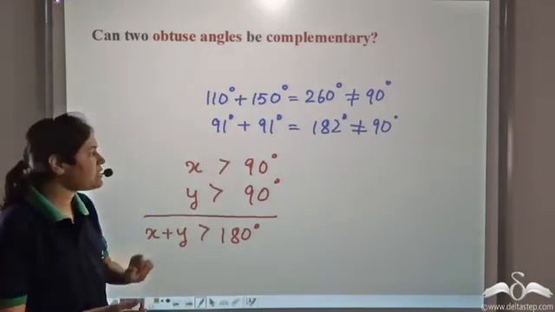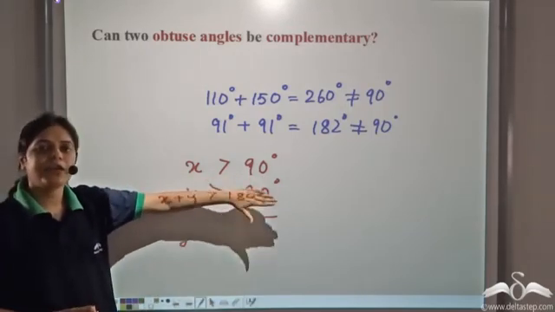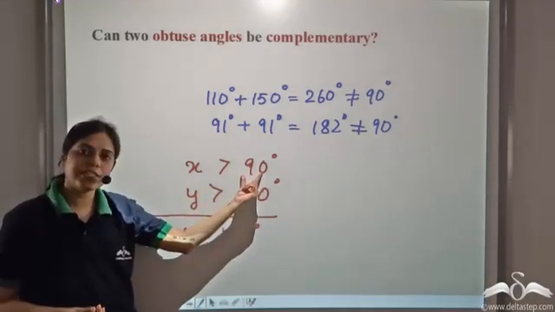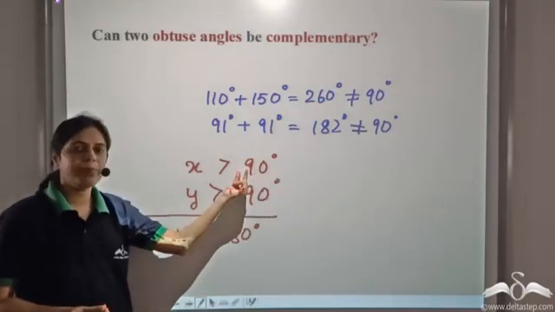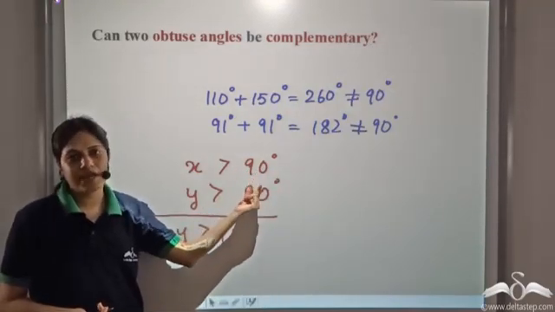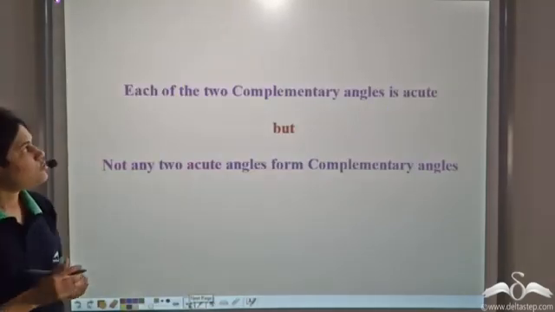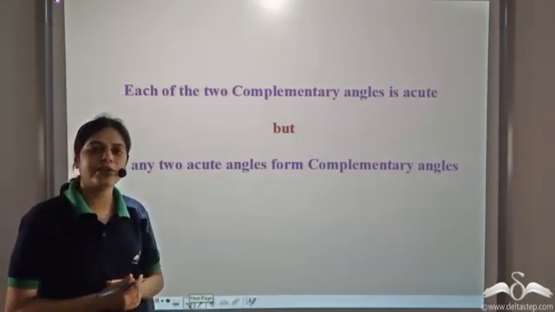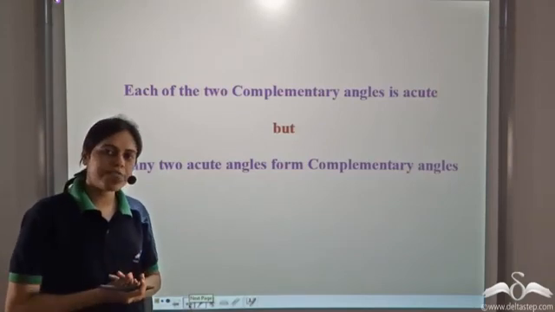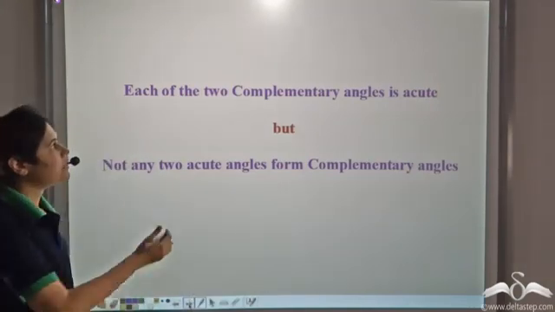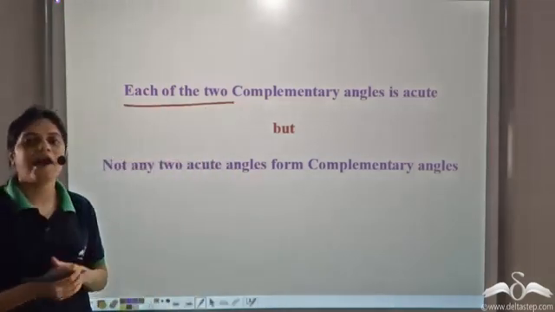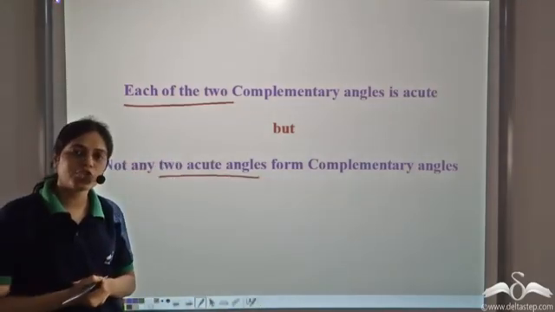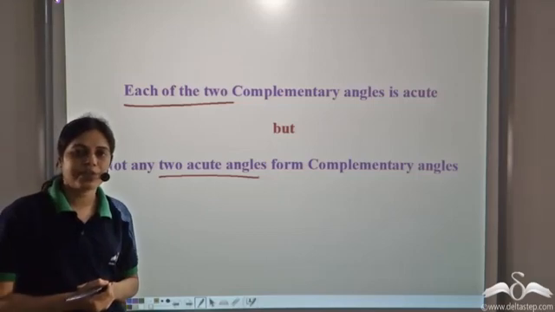In fact, as soon as we have one obtuse angle, we cannot have complementary angles, because one obtuse angle itself is greater than 90 degrees. So with another angle being added to it, the sum can never be 90 degrees. So each of the two complementary angles is acute, but not any two acute angles are complementary angles. So if we have two complementary angles, we can say for sure that the angles are acute. But if we have two acute angles, we cannot say for sure that they will be complementary angles.